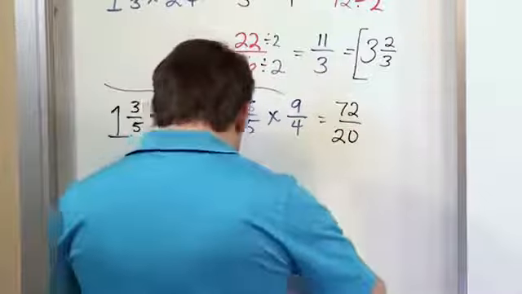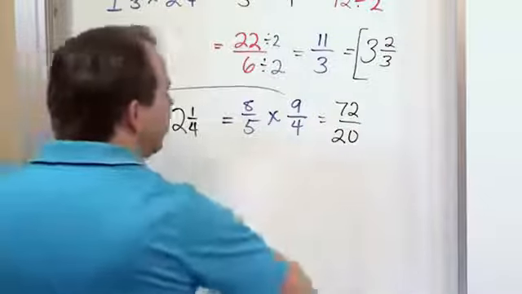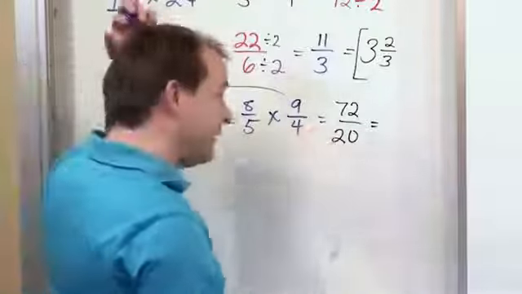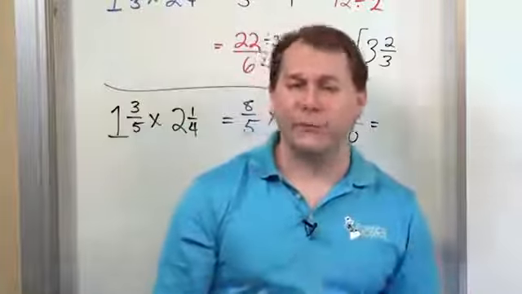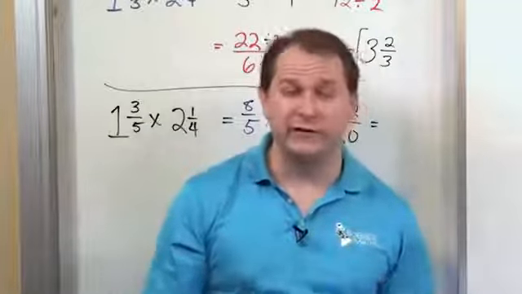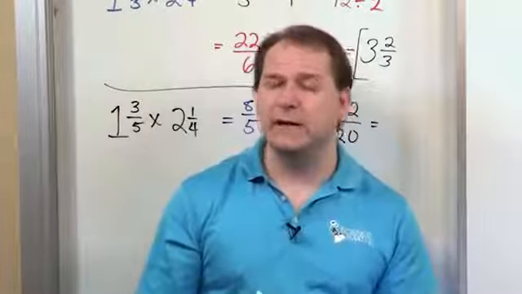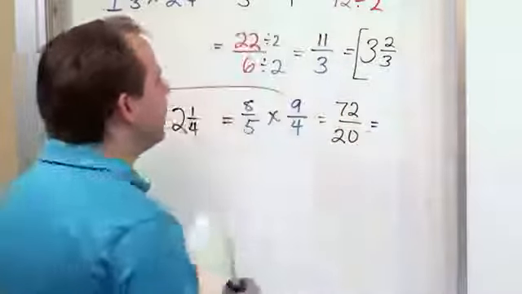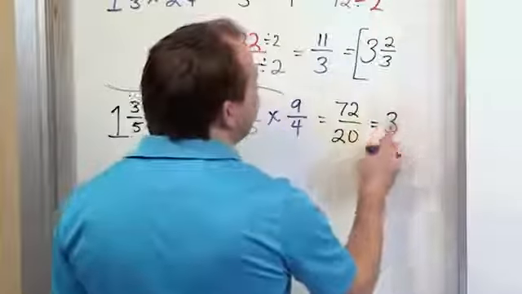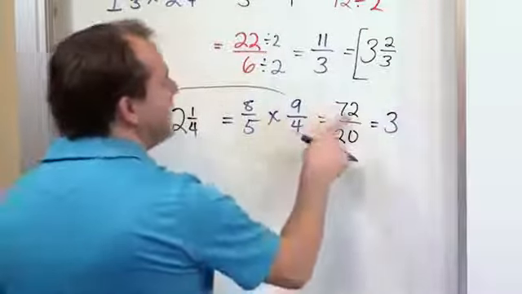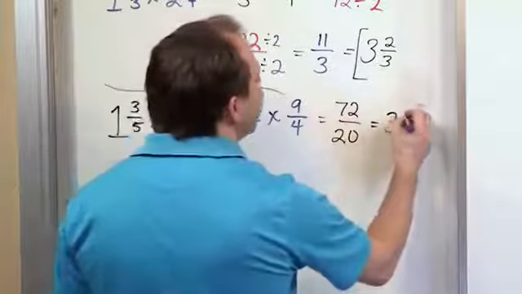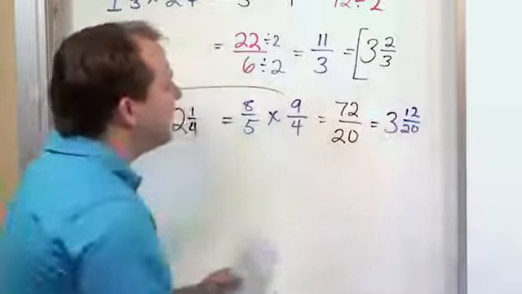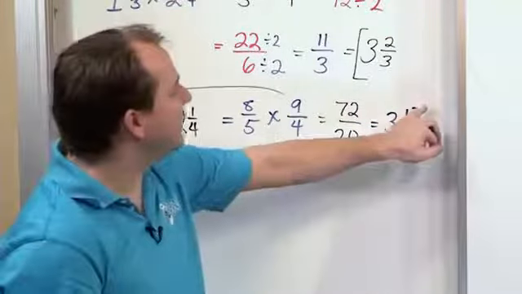So if we were going to convert this guy directly to a mixed number, what would we have? Well, how many times can 20 go into 72? 20 times 1 is 20. 20 times 2 is 40. 20 times 3 is 60. 20 times 4 is 80. That's too many times. So it can only go 3 times. The difference between 60 and 72 is actually 12, and we write it over the bottom number, which is 20. So this is the mixed number form of it, 3 and 12 twentieths.